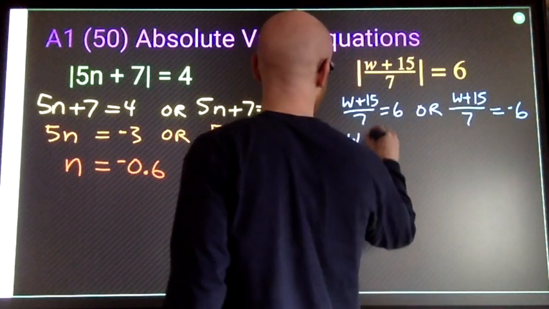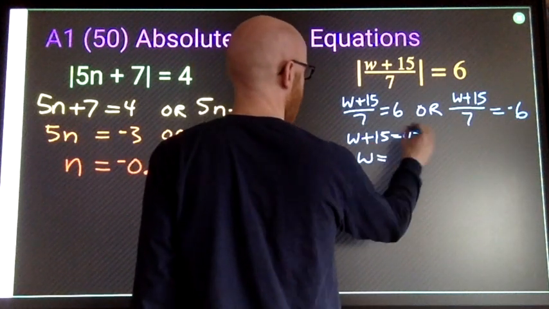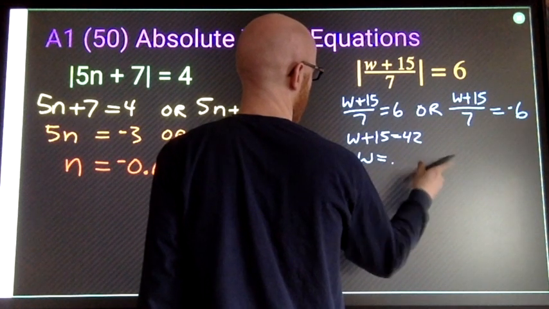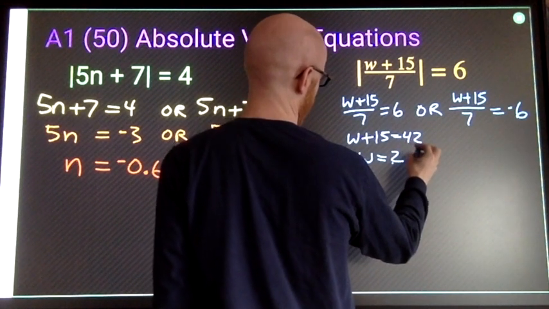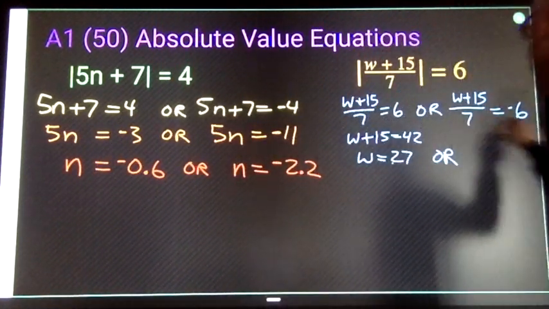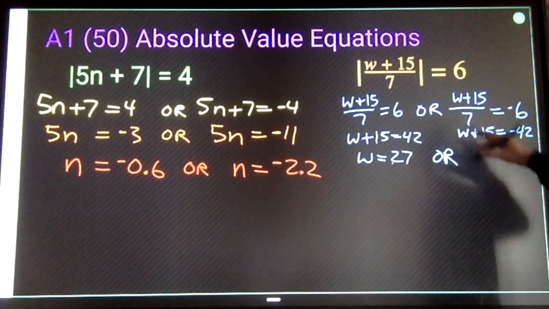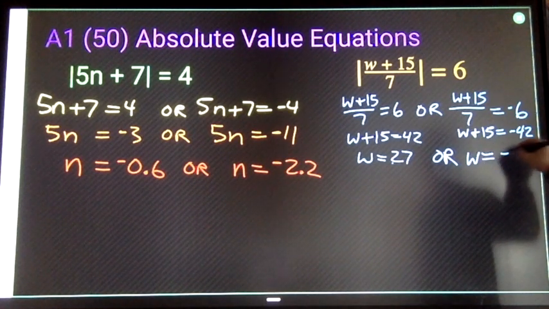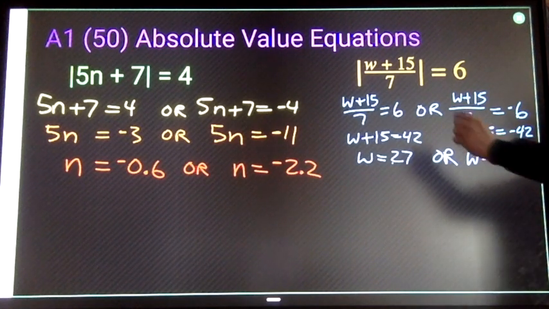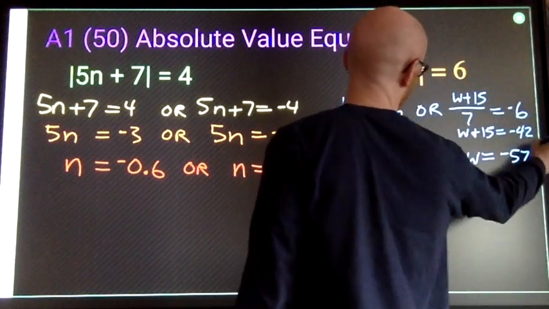Multiply by 7, subtract 15. All right, W can equal positive 27 or W can equal negative 57.